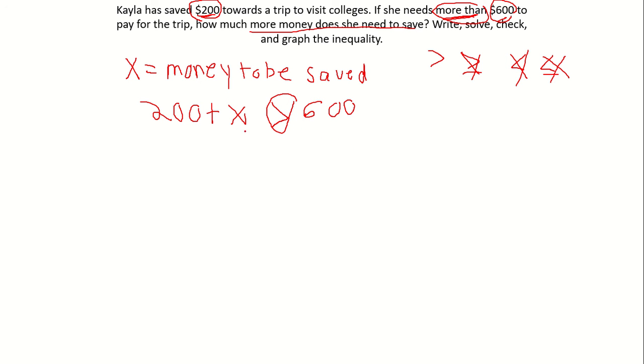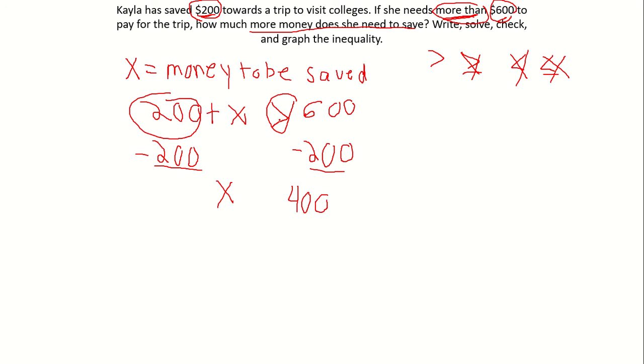So from here, this is a one-step inequality that we know how to solve. We're going to subtract our constant from both sides. Right here is our constant. Subtract 200 from both sides. Take that away from both sides. It's going to be isolating for a variable, x. Subtract 200, we get x, and 600 minus 200 is going to be 400.